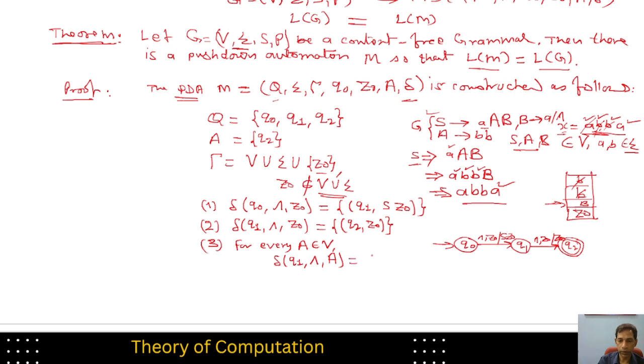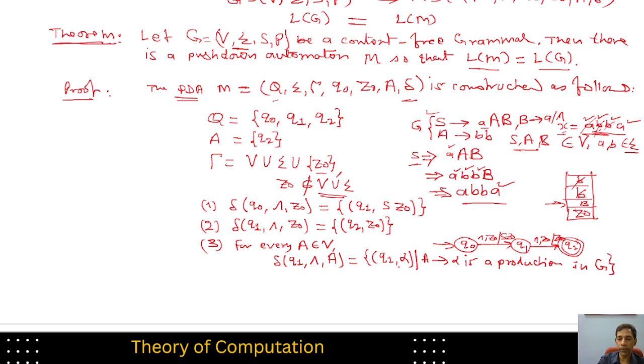Then we again remain in the state Q1, and we replace the non-terminal A with the string alpha. And what is alpha? Such that A derives alpha is a production in the given context-free grammar G.